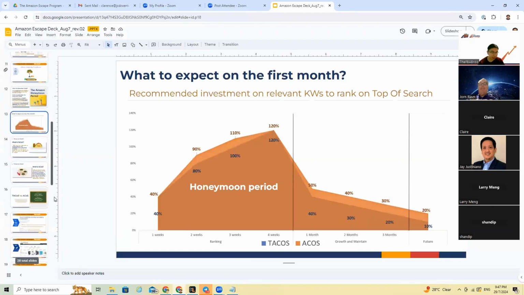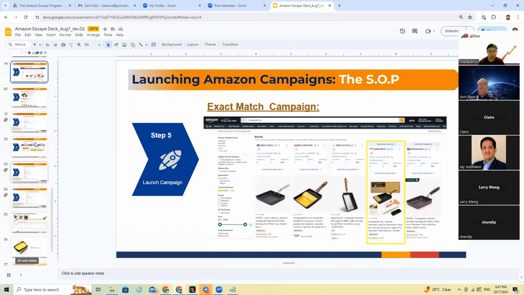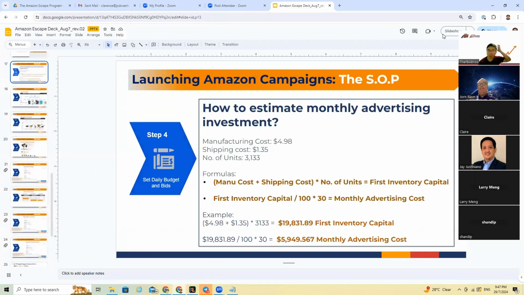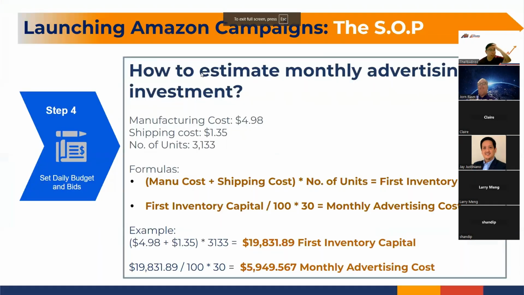Is it in this slide here? Yes, it's here. We have a formula. There we go. How to estimate monthly advertising investment. Okay, so what do I mean by it's a subset of your manufacturing costs and shipping costs together? This is the formula that I use, and I think it's quite accurate, because your manufacturing and shipping times the number of units is your first inventory order, correct?